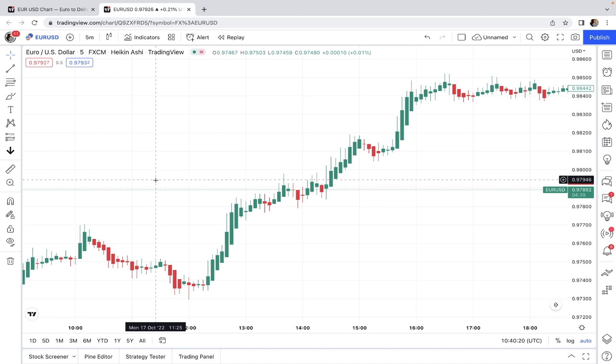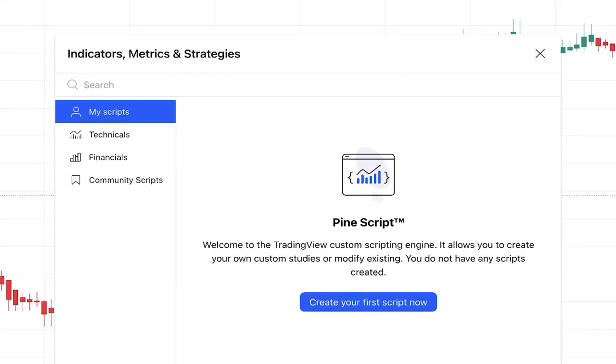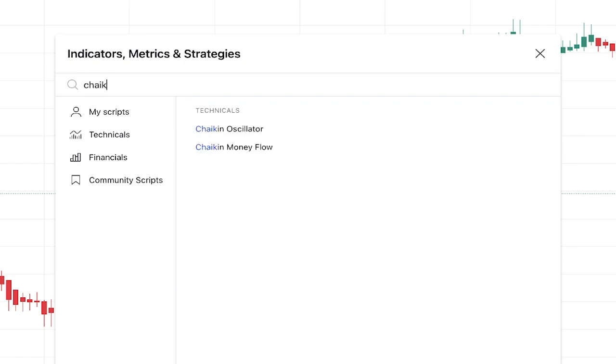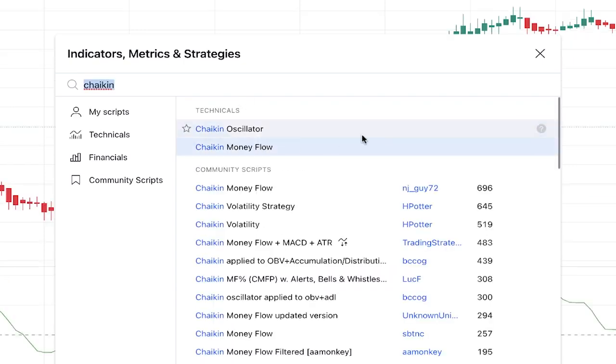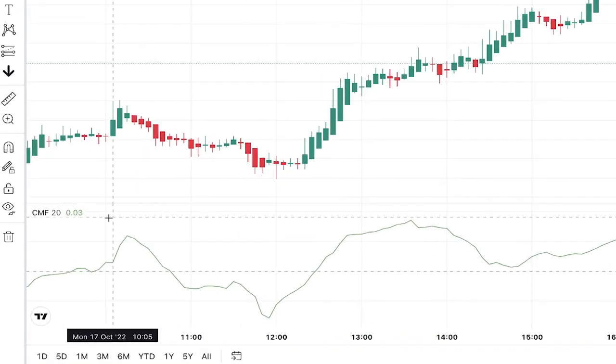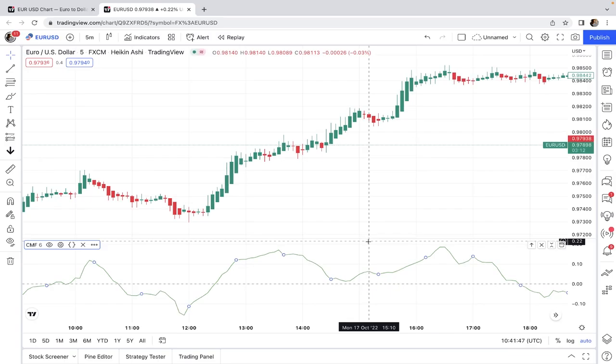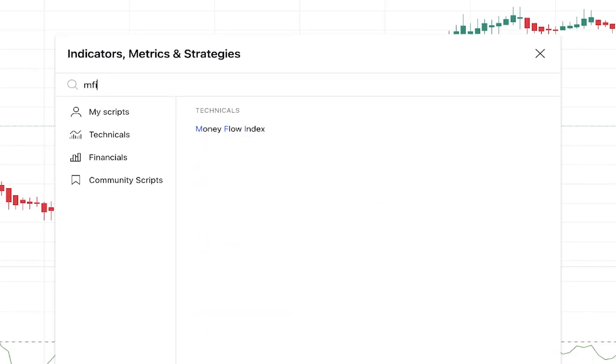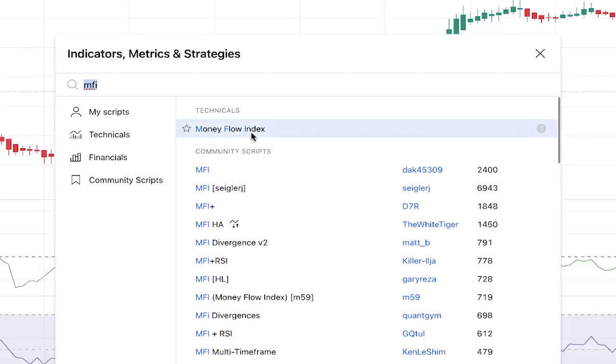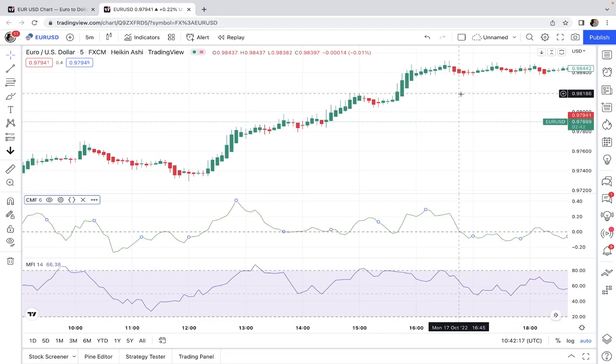So we have two volume based indicators in this strategy. For adding indicators, here we click on indicators and we simply search the name. The first one that we want to add is Chaikin Money Flow, this one, and we must change its settings. Here for the length we set it at 6, and the next indicator that we want to add is Money Flow Index, this one, and we use this indicator with its default settings.